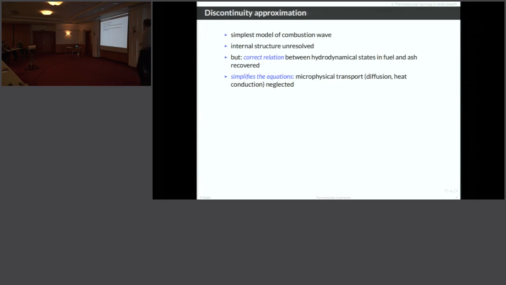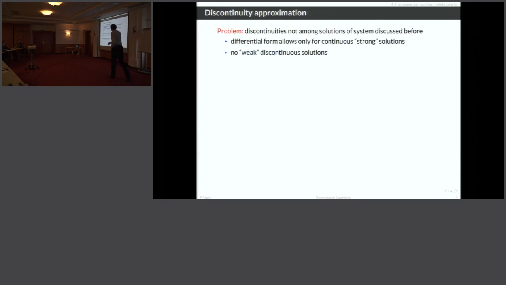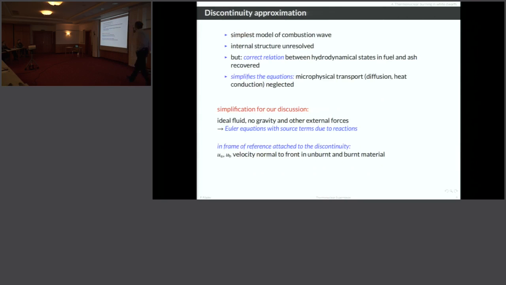Now, this treatment as a discontinuity simplifies, of course, the equations. I gave you the full set of equations that is necessary to describe all the details of combustion front propagation yesterday, including the reactions and the transport terms. But of course, if we simplify the picture to the discontinuity approximation, then we neglect all these microphysical details. So the transport by diffusion and heat conduction is neglected. Okay, so this is actually what we will start out our discussion with. So we start out with the discontinuity approximation.